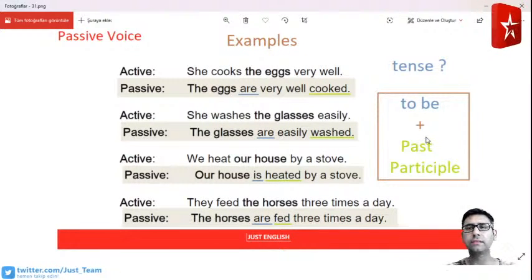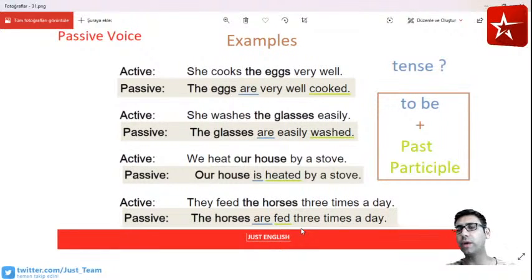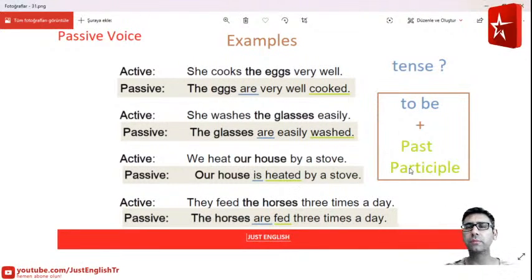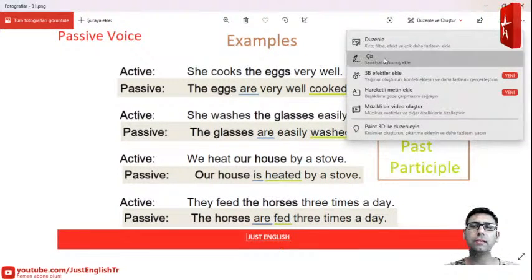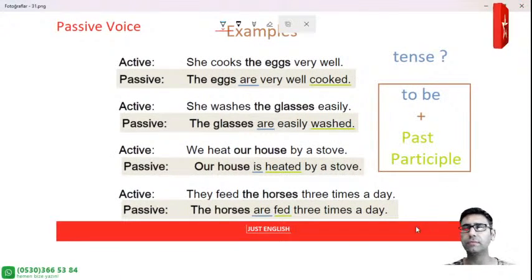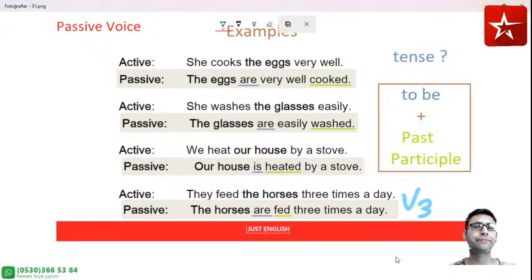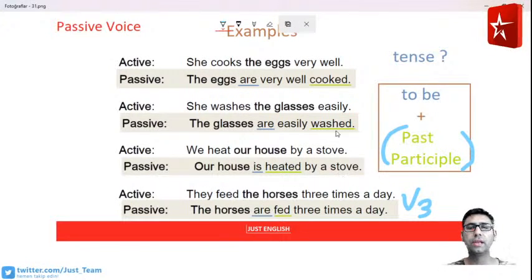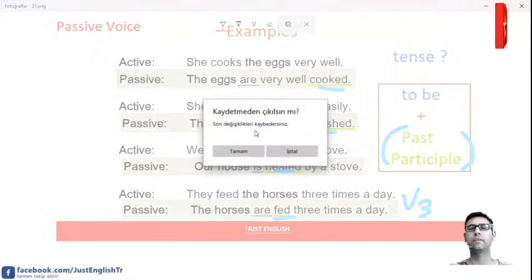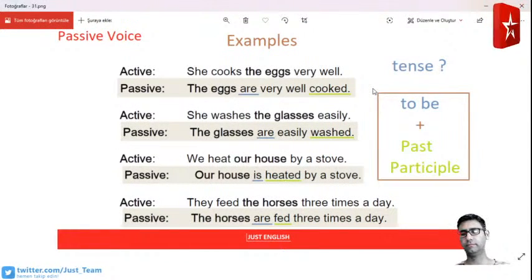And the past participle, you can see here: cooked, washed, heated, and fed. By the way, these are past participles, for those of you who didn't remember what past participle is: basically verb 3. These are all verb 3, all past participle. All right.